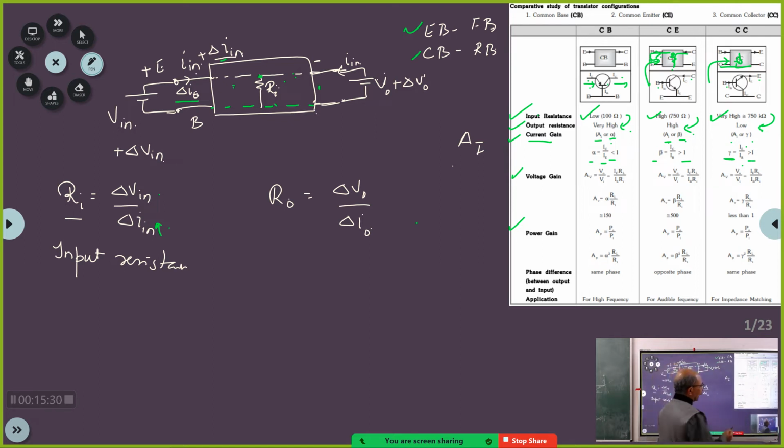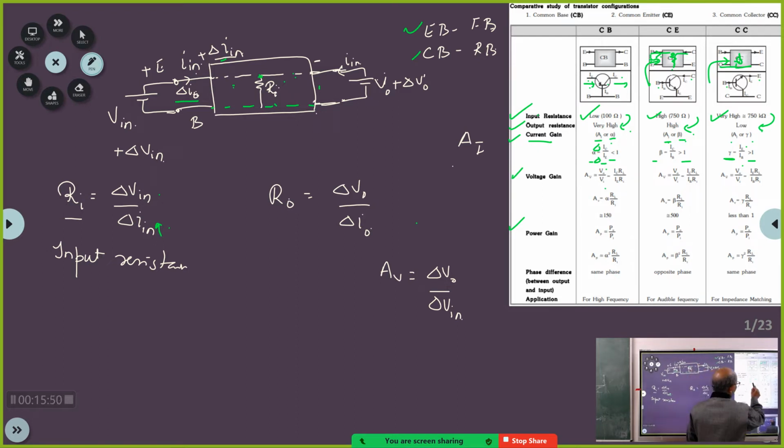Then voltage gain I have already explained to you. VO by V. Actually it is not VO by V. See, all these are delta VO by delta V. That's how you have to measure. You should not measure in absolute quantities. Even this, delta IC by delta I. Like that you should measure.